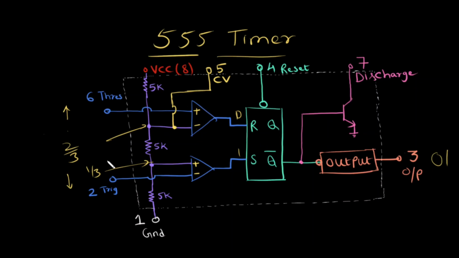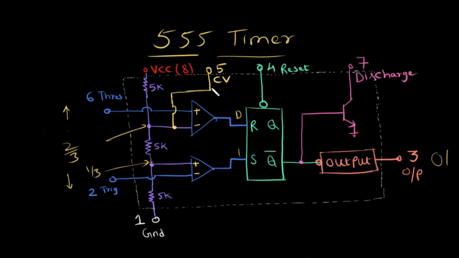Also observe that there is a reset pin for this flip-flop. Irrespective of what the input voltage is, you can reset the output by providing a low pulse at this pin number 4. For normal functioning of the 555 timer, the reset pin should be at high level, and if you want to reset the output irrespective of the input voltage, you can provide a low pulse at this reset pin and reset the output.